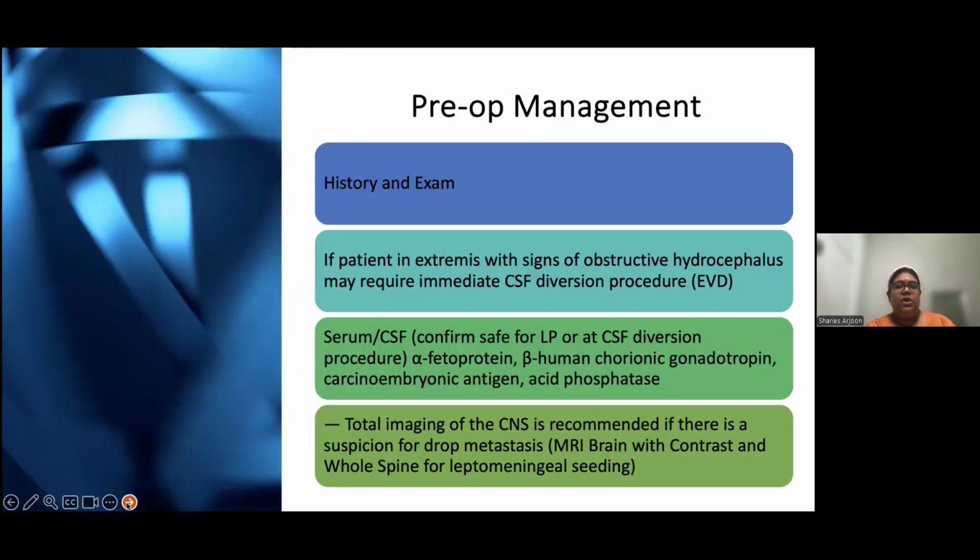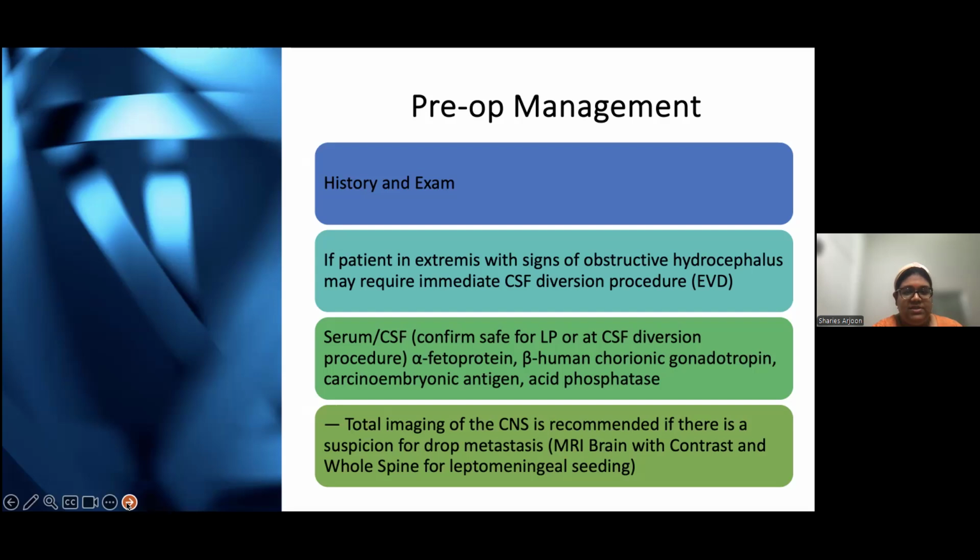In terms of preoperative management, we all start with history and examination of these patients. If the patient is in extremis with signs of obstructive hydrocephalus, they may require immediate CSF diversion procedures, such as an EVD, or external ventricular drain. Serum or CSF markers are also checked, such as alpha fetoprotein, beta HCG, CEA, and acid phosphatase.